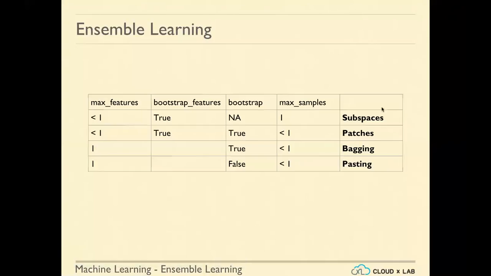So is the definition of subspaces clear? Subspaces means we want to just pick a fraction of columns. We want to leave some of the columns while training. And patches means we want to do both of it.